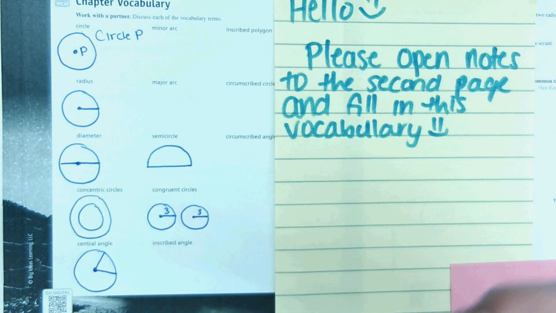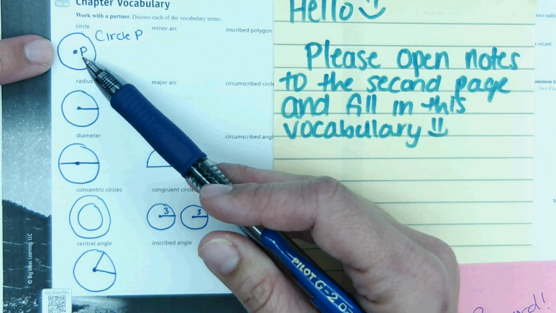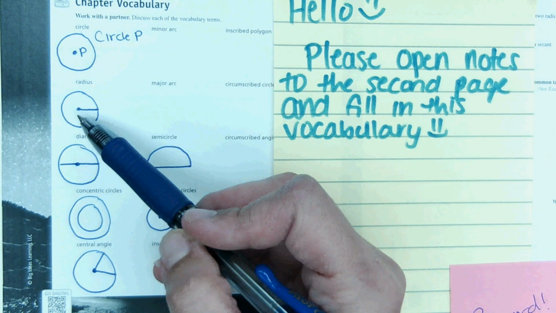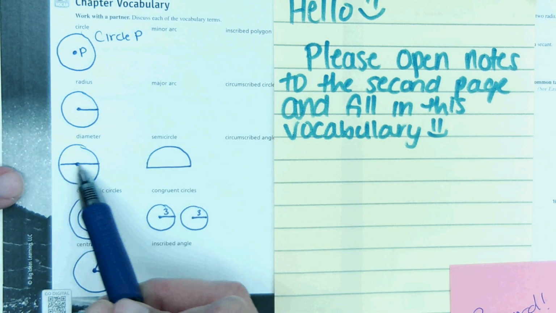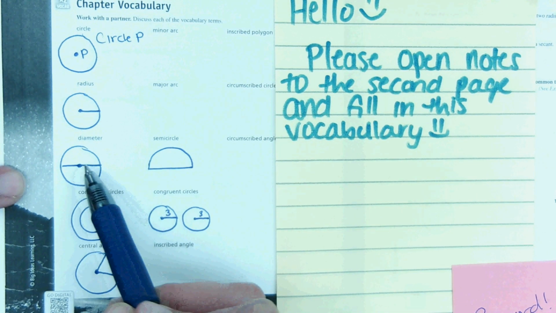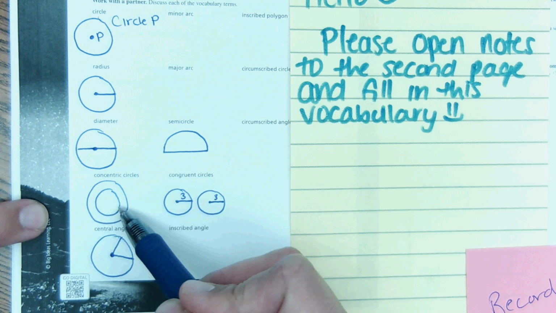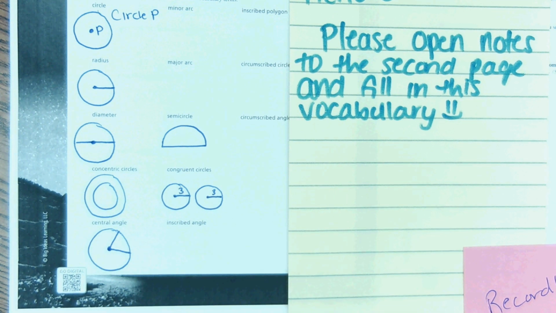Okay, so circle is named by the center, so this would be circle P. Radius is from the center to the outside. It's halfway across the circle. Diameter is all the way across the circle through the center. Concentric circles, those are two circles that are like one inside the other.